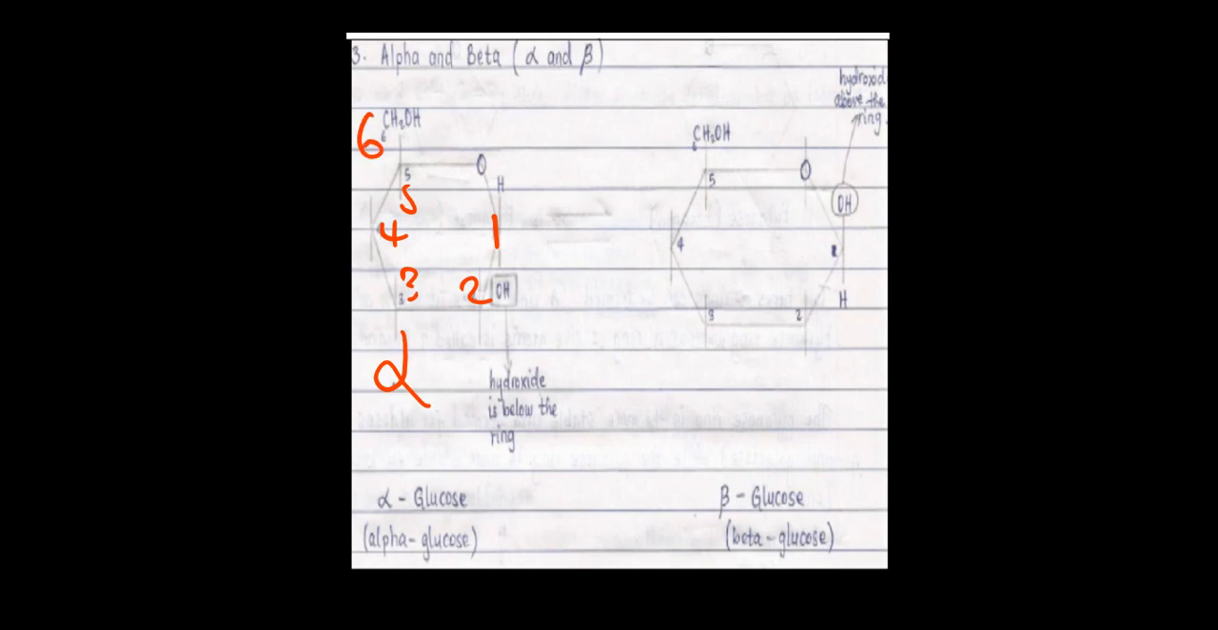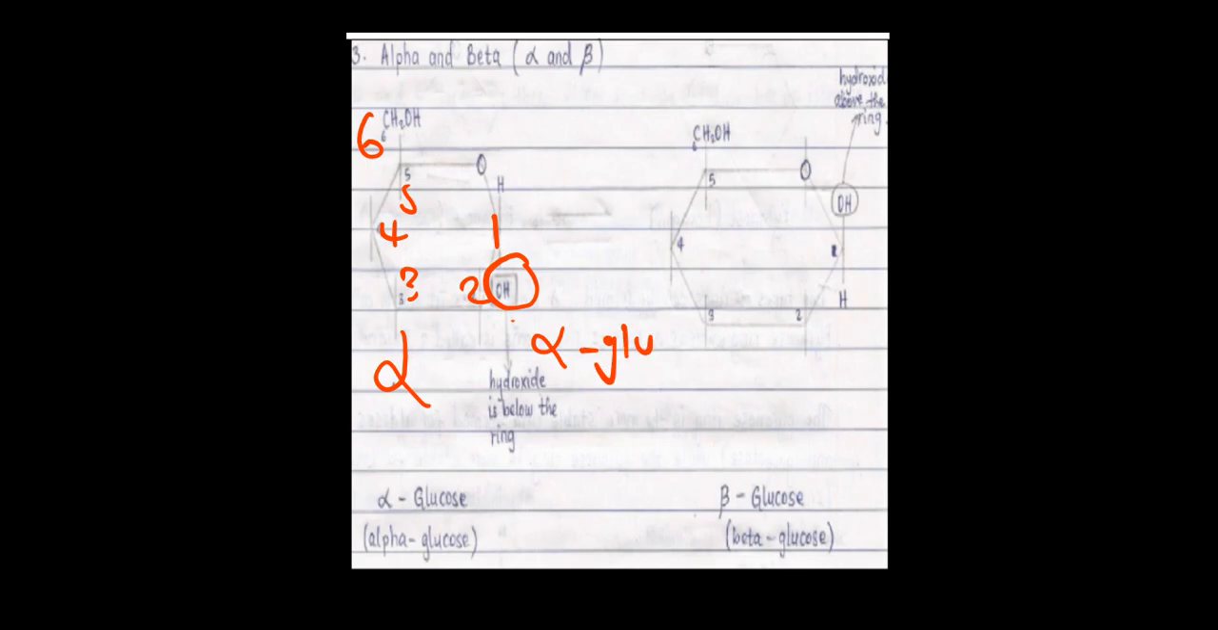Now this ring has formed because the hydroxyl group on carbon number 5 reacted to break the bond on carbon number 1. So that's how this ring forms. Now we are saying if this hydroxyl group on carbon number 1 is below, then this one is called an alpha. In this case, it is an alpha glucose.